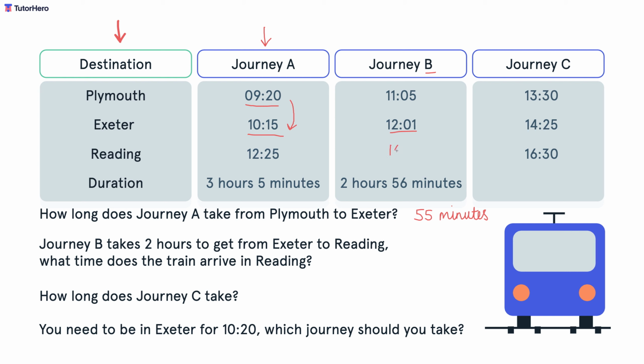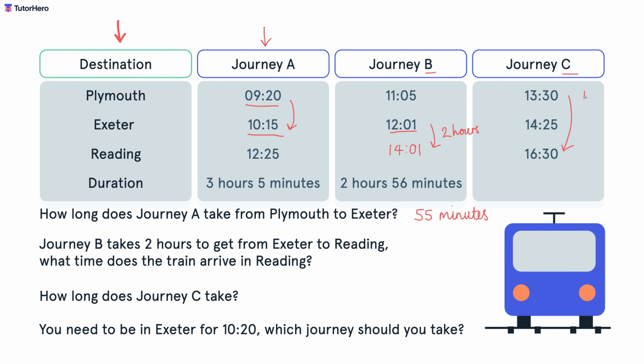Using the 24-hour clock, we write this as 14:01. The difference between these two times is 2 hours because the journey from Exeter to Reading takes 2 hours. How long does journey C take? Looking at journey C, the train from Plymouth leaves at 13:30 and arrives in Reading at 16:30. So we need to find the difference between 13:30 and 16:30.